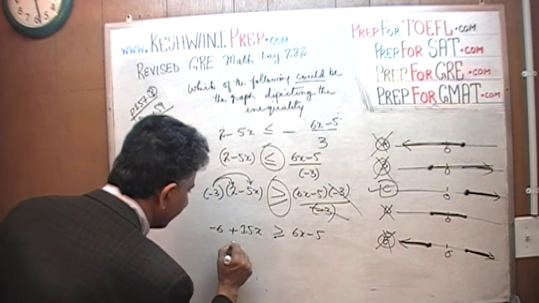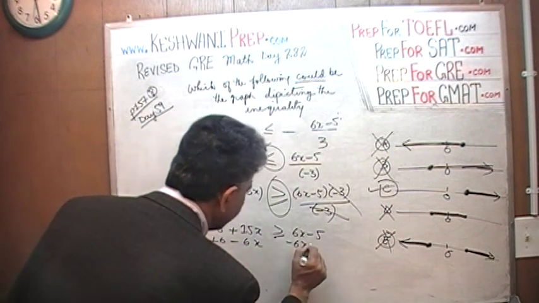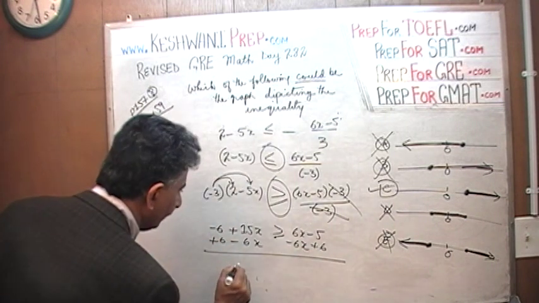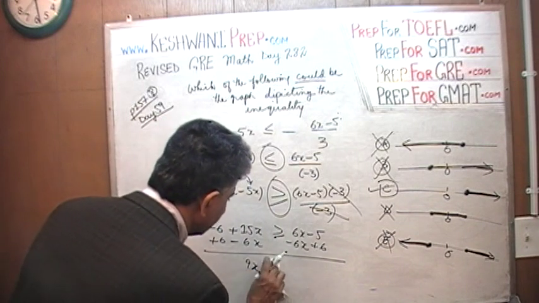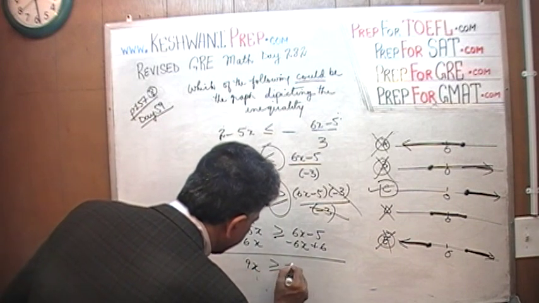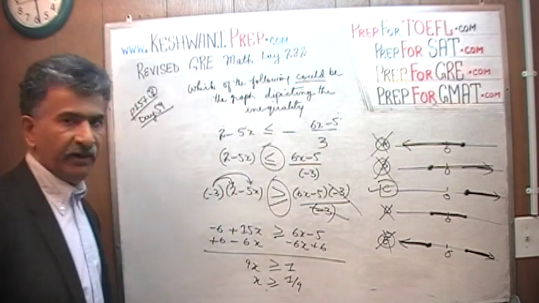We subtract 6x from both sides. We add 6 to both sides. And we end up here at 9x is greater than or equal to 1, which means x is greater than or equal to 1/9. Same as before, obviously.